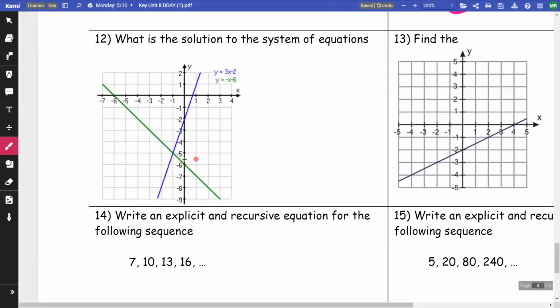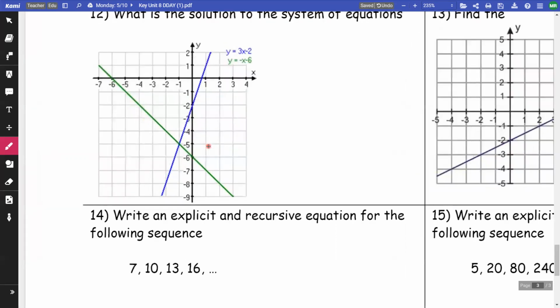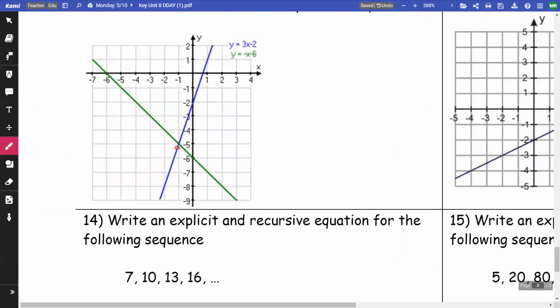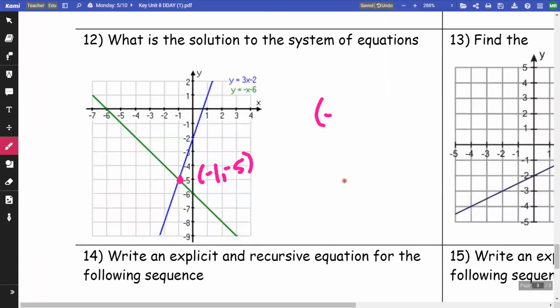So on 12, we want the solution to the system, which basically means where do these lines cross, which is right here. So that point is -1 comma -5, and that's going to be our answer. So -1 comma -5, that is our solution.